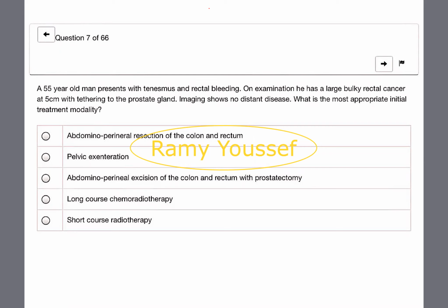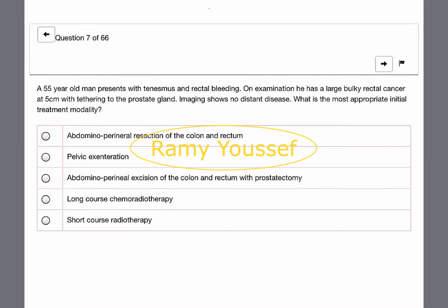Okay. So this is a 55-year-old with tenesmus and rectal bleeding. He's not obstructed, so this is not urgent treatment. On examination, a large, bulky rectal cancer 5 centimeters from the anal verge, tethering the prostate gland. Imaging shows no distant metastasis. Here is a bulky cancer in the pelvis. If you went for an operation, it would be a very difficult, horrible operation for the surgeon.